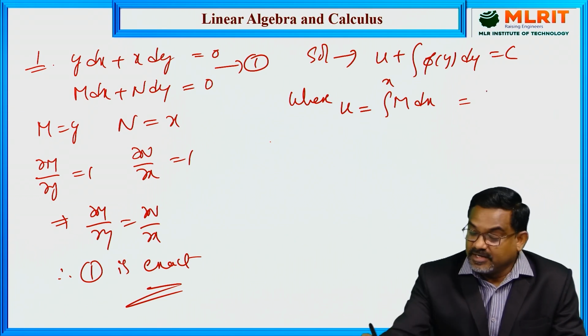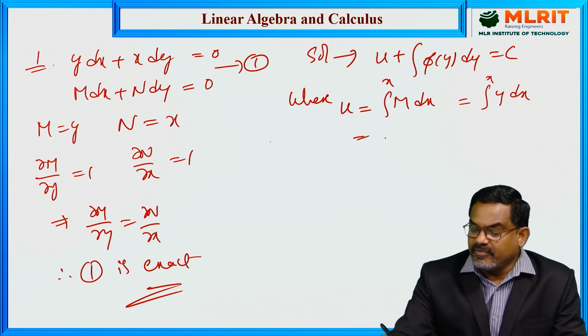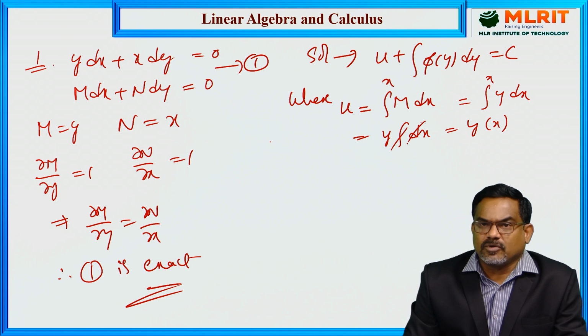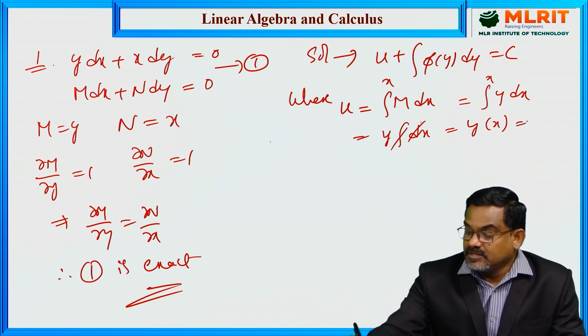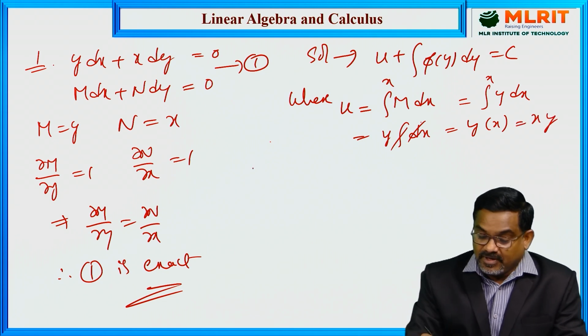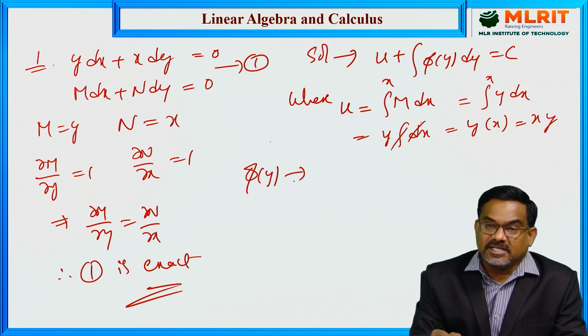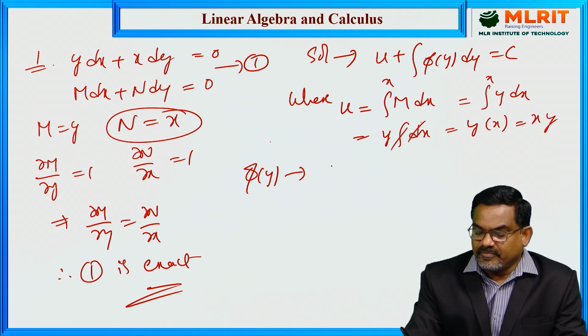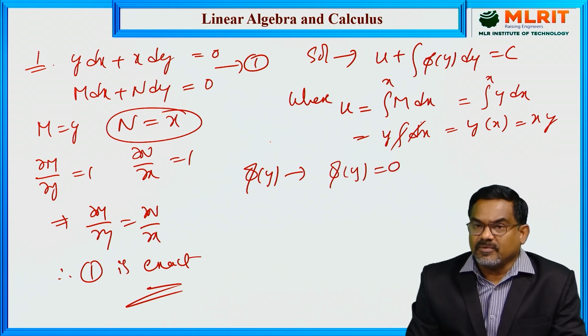M is y. So the integral of y dx over x. We can treat y as constant. The integral of dx, these are two reverse processes, so it gets cancelled. So the answer is xy. And what is phi of y? Terms independent of x in n. But n is x. There is no term without x. So phi of y is 0.